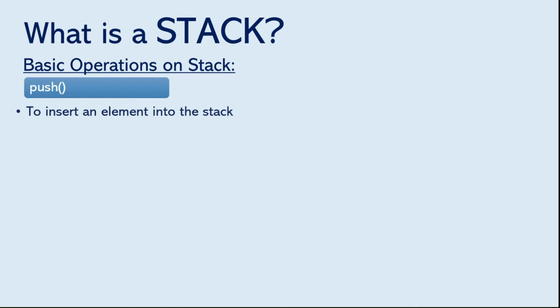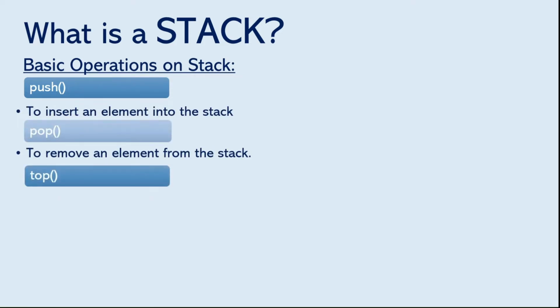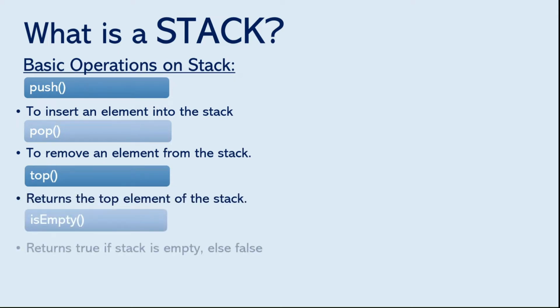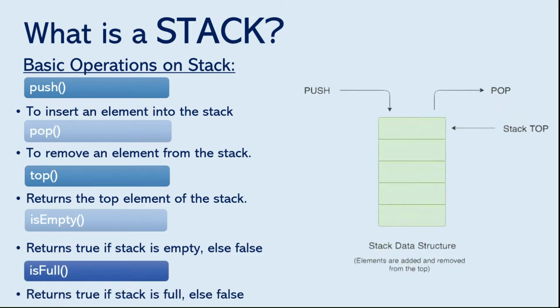So let's move on to the basic operations on stack. Push is a function to insert an element into the stack. Pop is a function to remove an element from the stack. Top is a function which returns the top element of the stack. Is empty returns true if stack is empty, else false. Is full returns true if stack is full, else false. So let's see how these work.